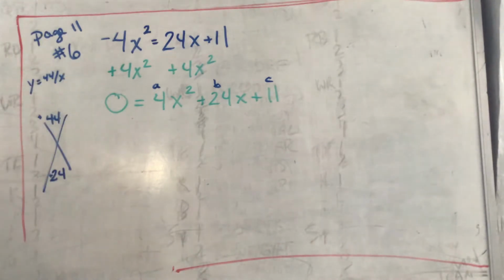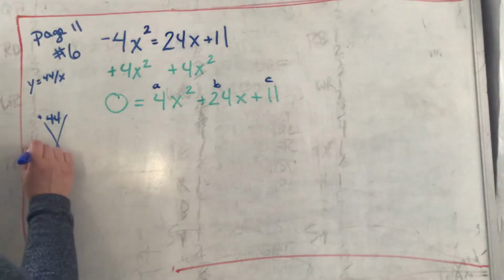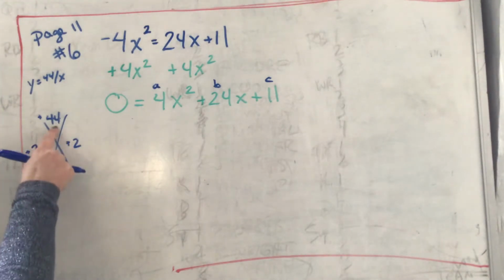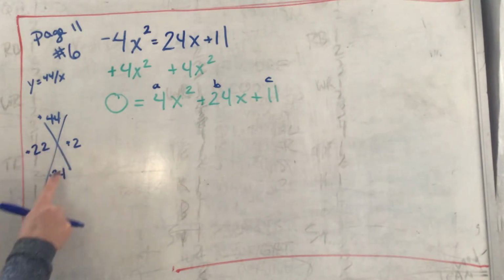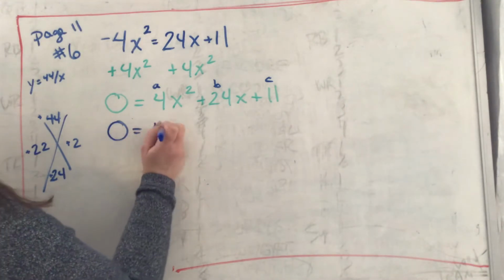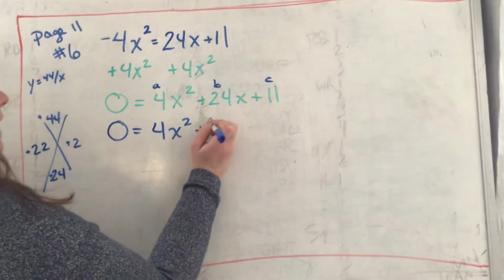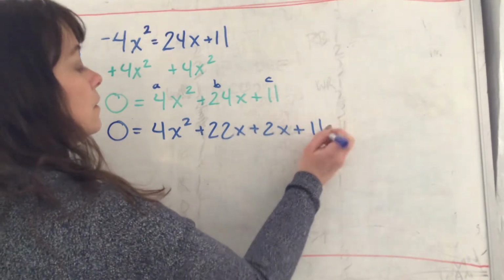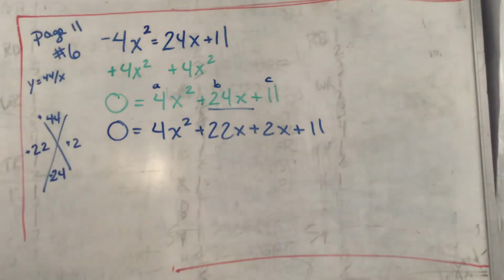And then if you go to the table, you're looking for two numbers that add to 24, okay? Those two numbers are 22 and 2, both positive. Positive 22 times 2 gives me 44. Positive 22 plus 2 gives me 24. So recall, that means those replace the middle term.